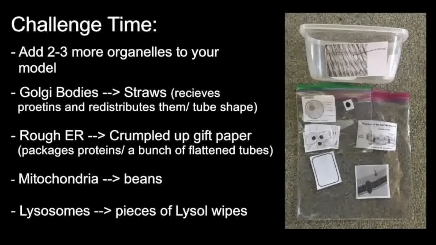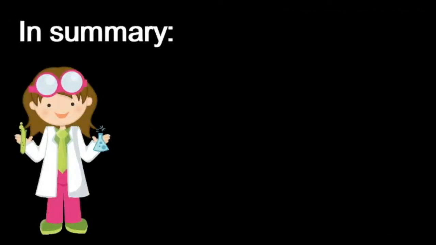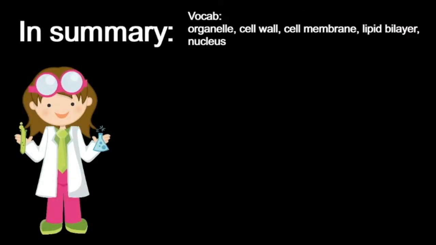The next time a teacher asks you to create a model of a cell, you don't have to spend hours with clay trying to shape everything precisely. Instead, just go around your house picking up materials and make a simple model of a cell. In summary, the vocab we learned was organelle, cell wall, cell membrane, lipid bilayer, and nucleus.